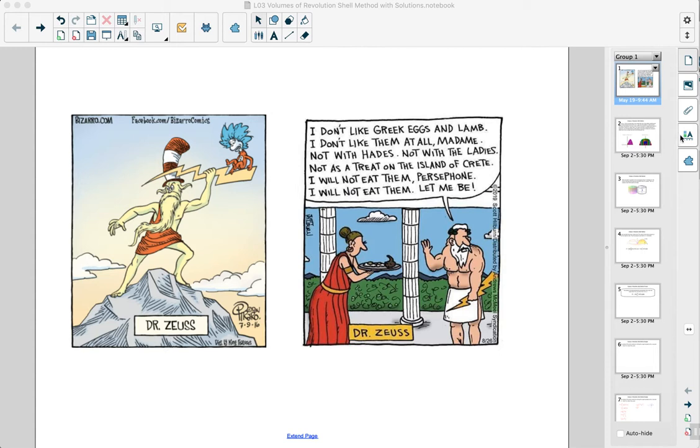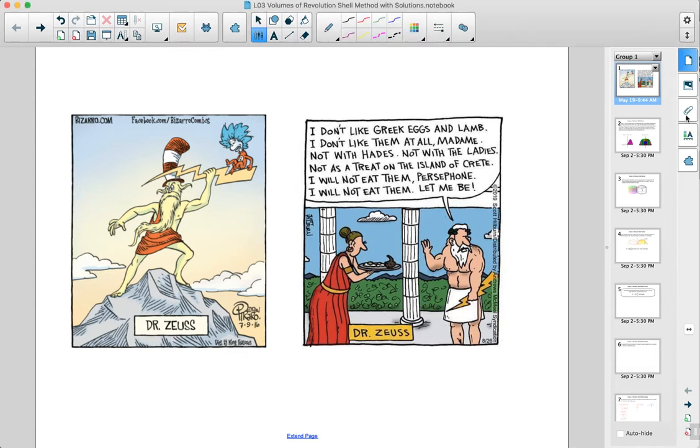So I'll let you take a look at those two comics. I'm going to get my pen set up while you're doing that.